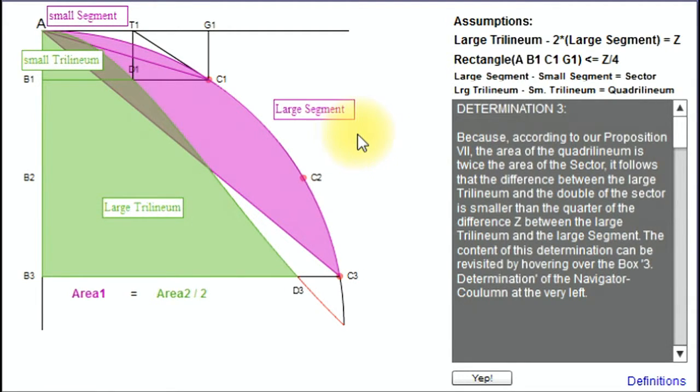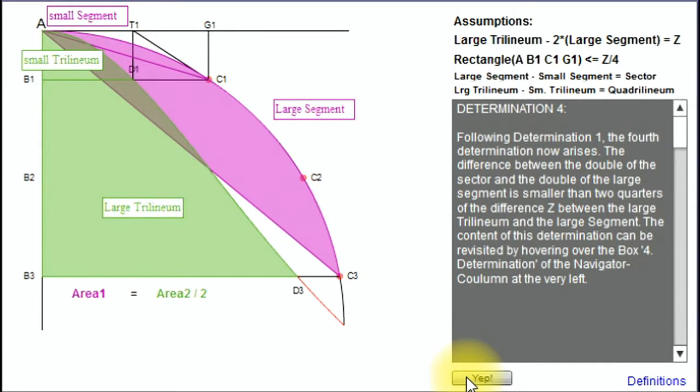And because this is the case, it follows that the difference between the large trilineum and the double of this sector must also be smaller than the difference set between the large trilineum and the large segment, because the very difference between the large trilineum and the double of the sector would constitute the same area as our small trilineum, which we already stated to be also smaller than a quarter of set.